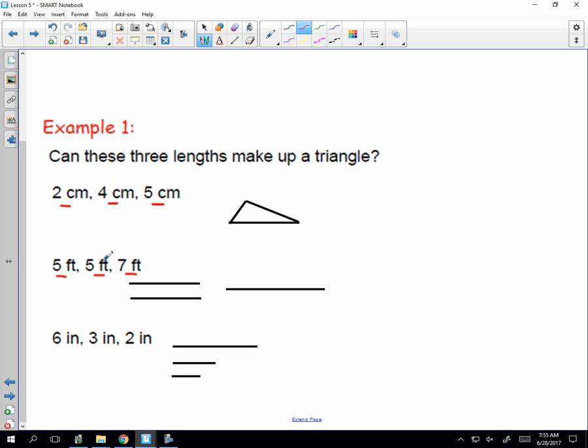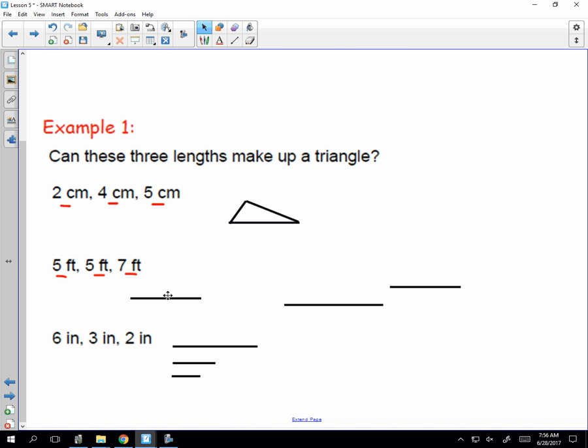Now our next three pieces, we've got a 5, a 5, and a 7. So 5 plus 5 is 10. 10 is greater than 7. 5 plus 7 is 12, greater than 5. Once again, based on the conjecture, we should be able to build a triangle here. This one would actually be an isosceles triangle if we can go through and build this.